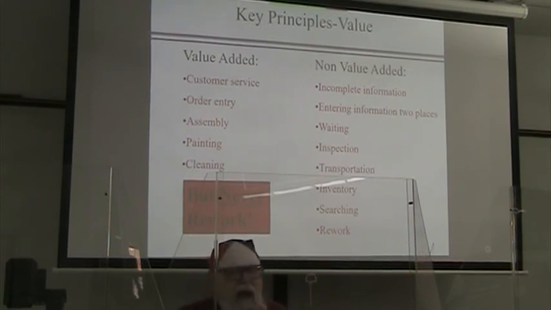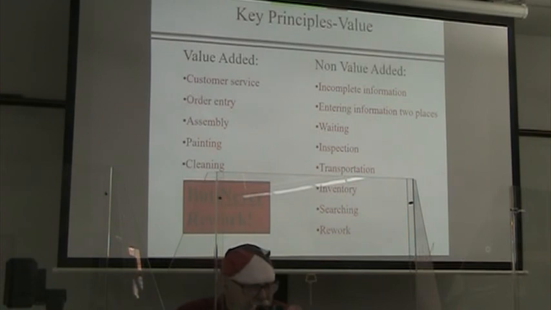Some ideas that are non-value added, well, incomplete information, right? If we don't have all the information that's needed, that's not value added. Entering information in two places. If information has to go to two places, we need to make it automatic that when we put it in one, it goes to the other. Waiting, whether that's people waiting or products waiting, waiting is a waste. Inspection, the idea that we have inspectors that go around and look at things and say, oh no, this doesn't meet the standards. We need to set up our processes so that we produce to the standard. You can't inspect quality in.